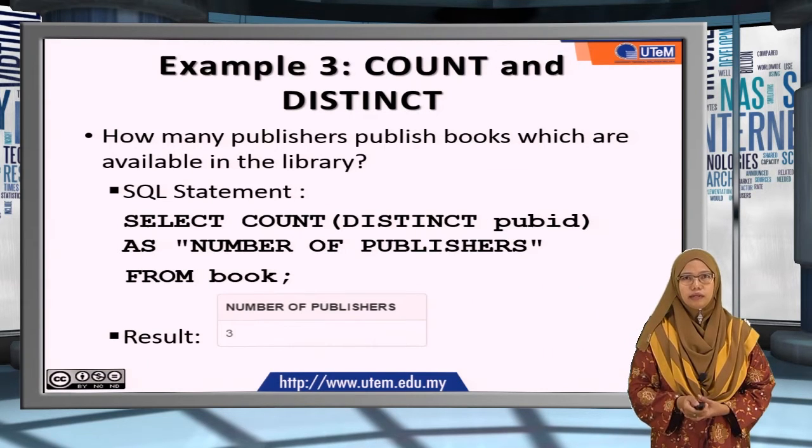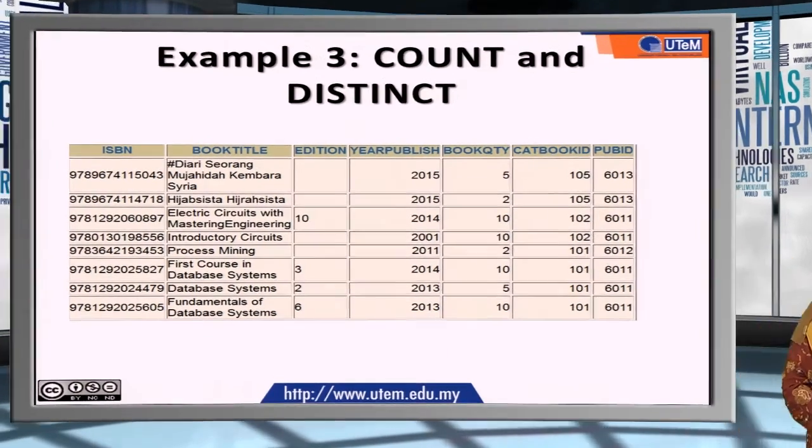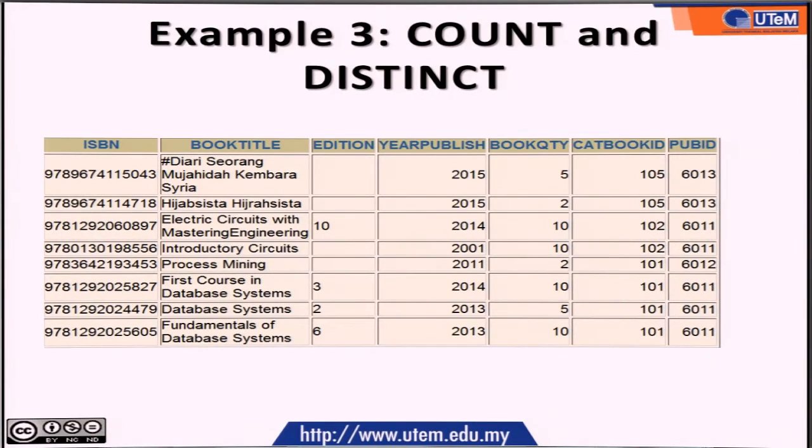The SQL statement shows the distinct keyword is used before the publisher ID column in order to remove duplicate publisher ID values, and thus the count function is only applied to the unique values of the publisher ID. The slide shows the implementation of the count function without the distinct keyword on the publisher ID column.